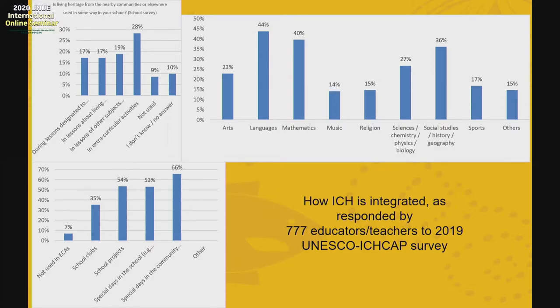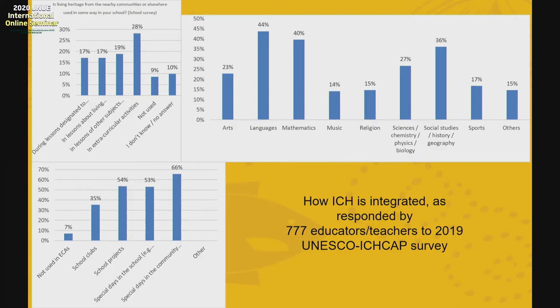So you can see that the survey received responses from 777 teachers and educators across the countries in Asia and the Pacific. And you can see that they have many ways to teach ICH in school. They can teach during a lesson designated to a country and ICH. They can teach in lessons of the local culture, local content. They can be taught in lessons of other subjects. They can be taught in extracurricular activities.